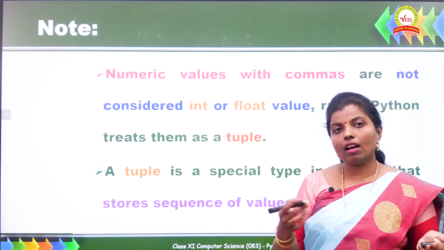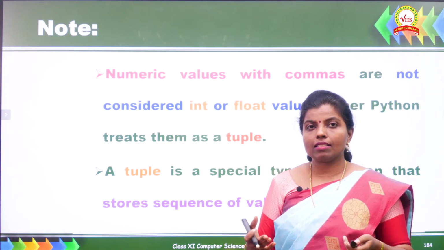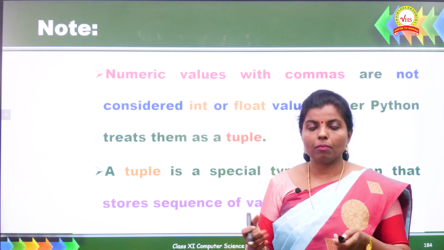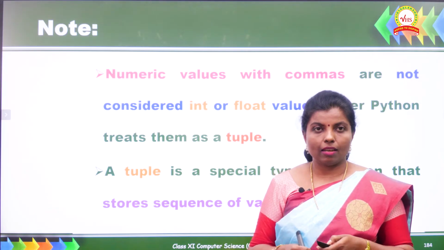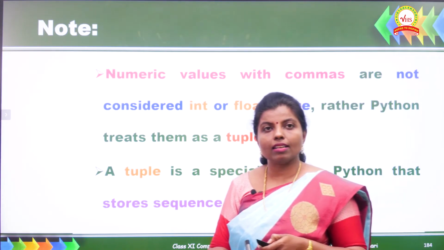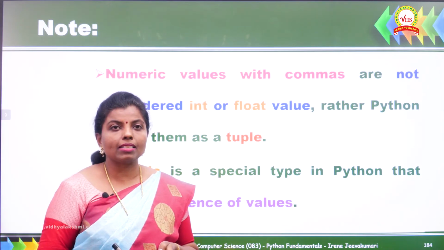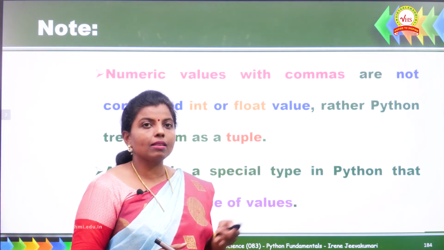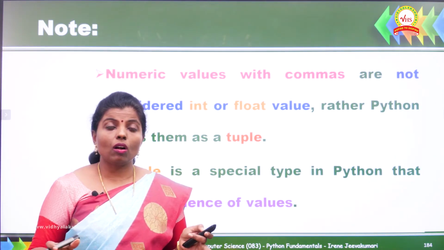We have given commas in the previous example. When you use a comma between the numbers, you will not get any errors, but it will not be treated as a number, right. The numeric values with commas are not considered as int or float values. Rather, Python treats them as a tuple. That is why it does not give any error, but they are not valid numbers.